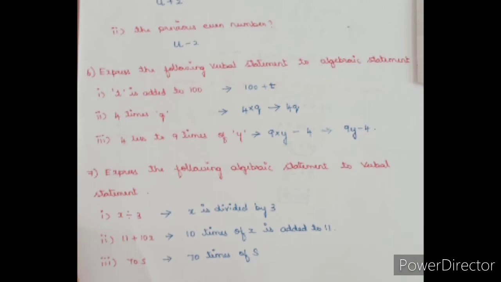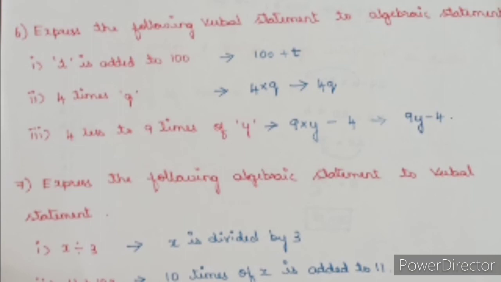Okay. So t is added to 100. It is nothing but 100 plus t. 4 times q. We know that if times comes in the verbal statement, it should be a multiplication. Either you can write 4 into y or 4y. See the next one. 4 less to 9 times of y. So 4 less to 9 times of y means we have to write the variable in the beginning and then the number. So 9 into y minus 4 or 9y minus 4.